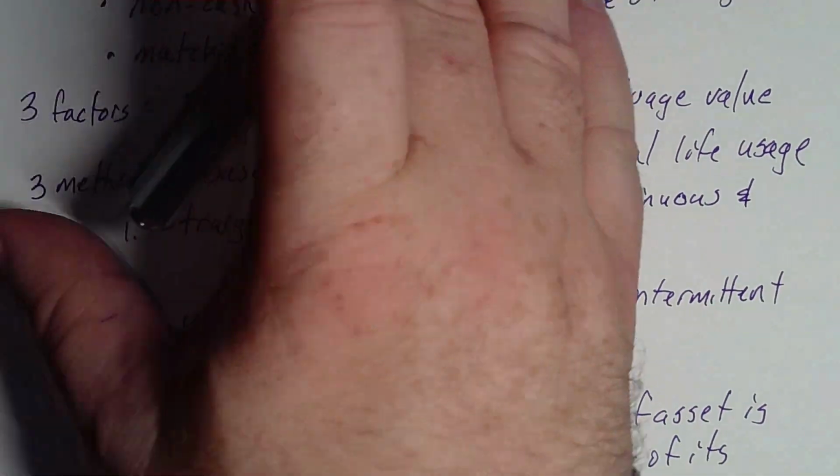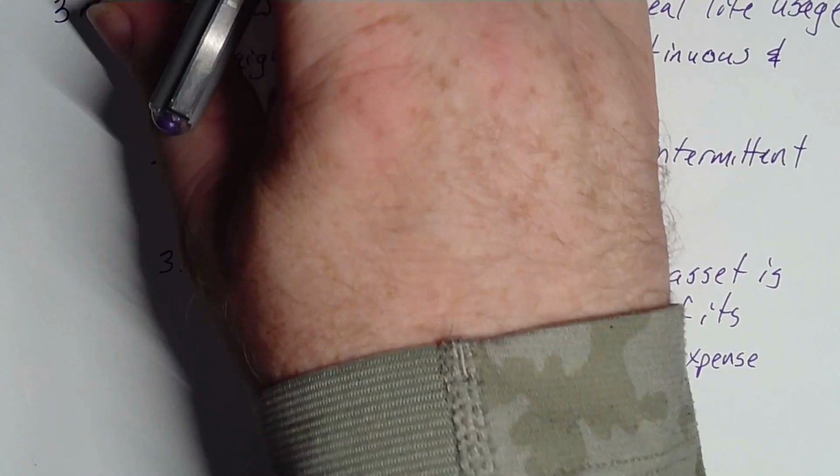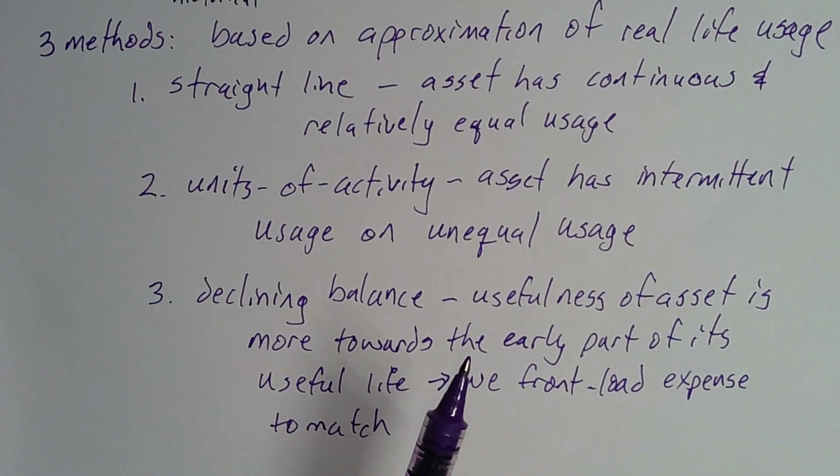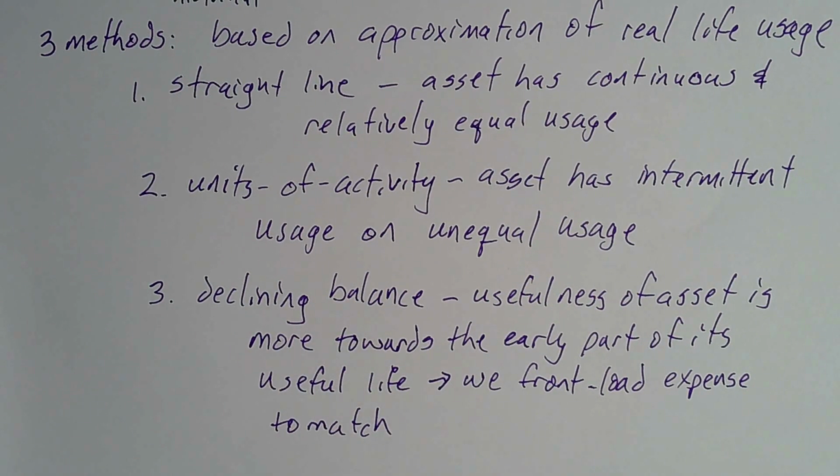Now, the 3 methods. Remember that depreciation is an estimate of its usage. Well, we don't have these 3 different methods just to have 3 methods. We have these 3 methods because we're trying to model the real life usage of assets. And assets get used in different ways. And so these are the 3 primary ways that we think most assets get used. Remember, it's an approximation of how they're actually being used.